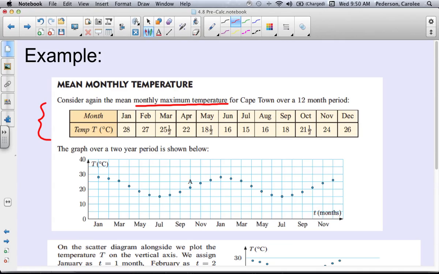So what I do want you to do for your lesson today in your notes is to write down this set of data. And you may want to write above the months, January being the first month, February, March, April, and just continue on.